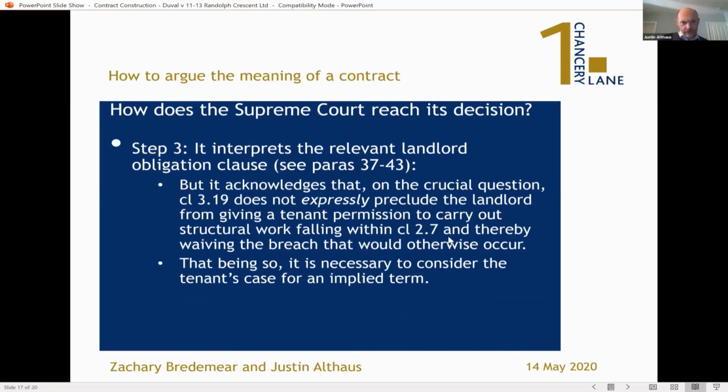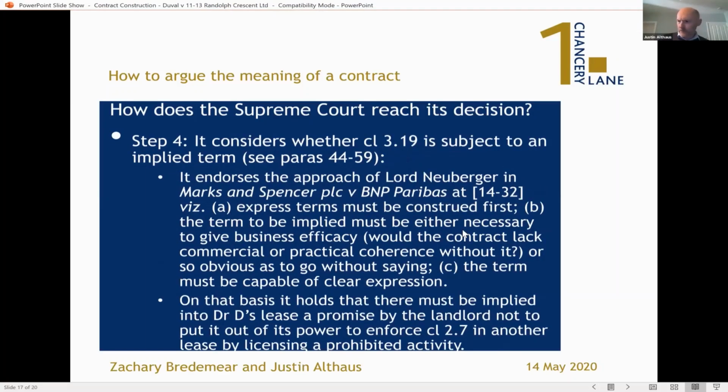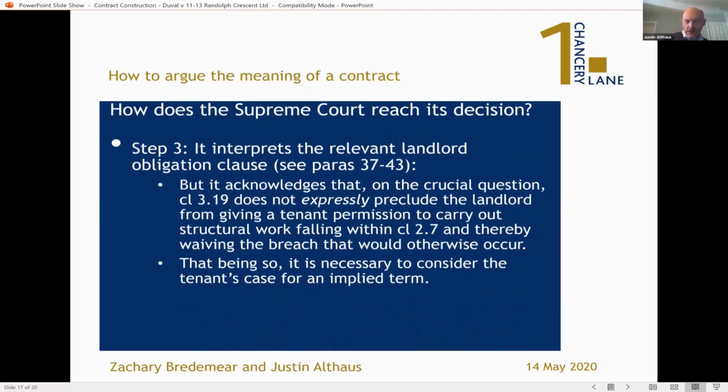So we then come to the meat of this case, and this is to say that the Supreme Court accepted that what clause 3.19 does not expressly do is preclude the landlord from giving a tenant permission to carry out structural work falling within clause 2.7, which would waive the breach that might otherwise happen.